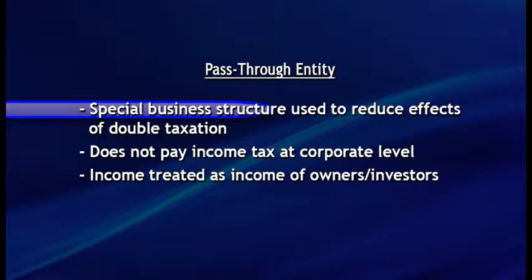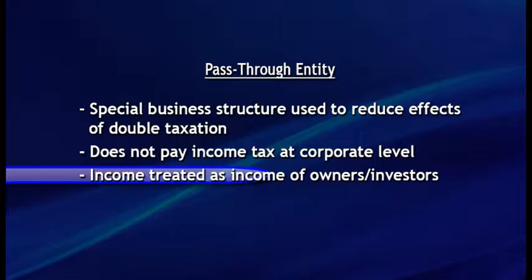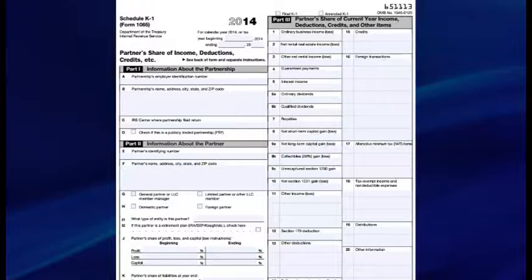A pass-through entity is a special business structure that is used to reduce the effects of double taxation. Pass-through entities do not pay income taxes at the corporate level. The income of such entities is treated as the income of the owners or investors. Technically, for tax purposes, flow-through entities are considered non-entities because they are not taxed. U.S. law requires flow-through entities to file an annual K-1 statement.